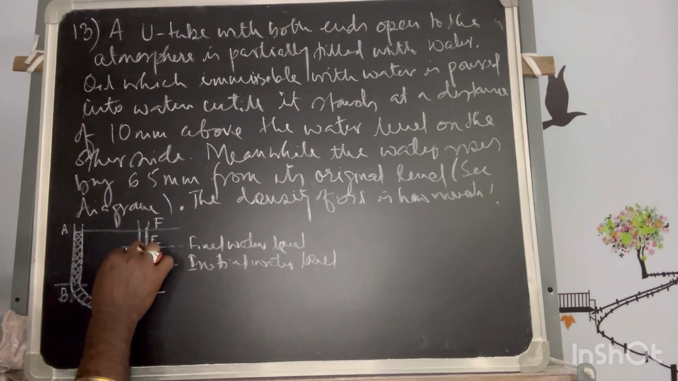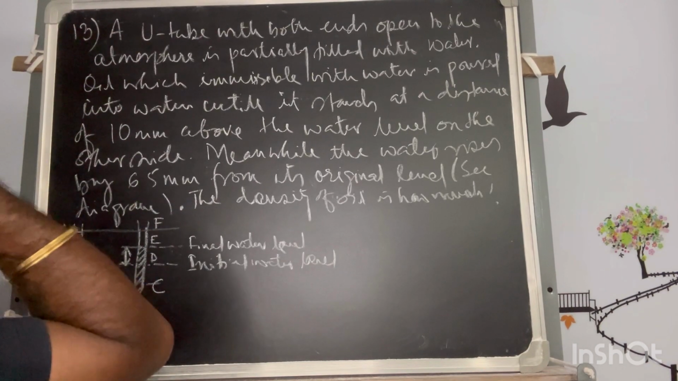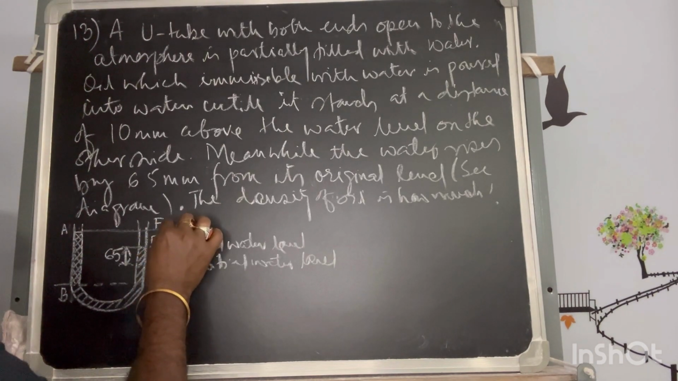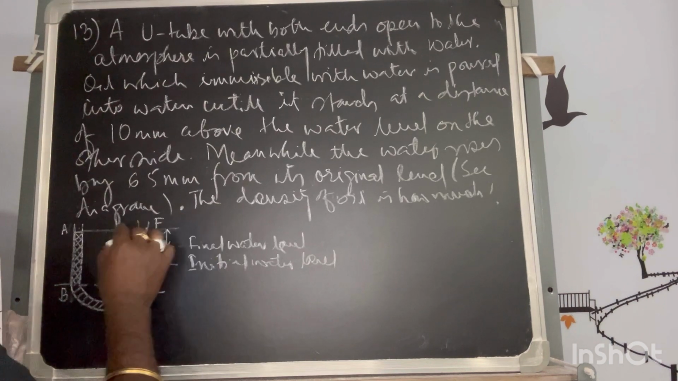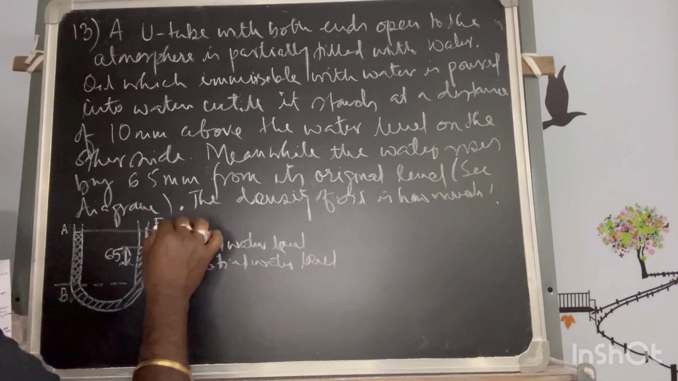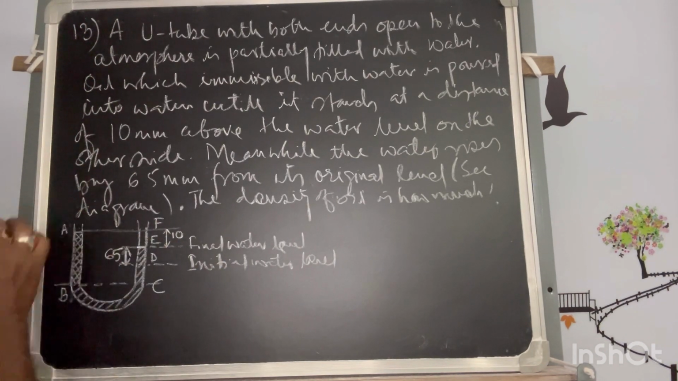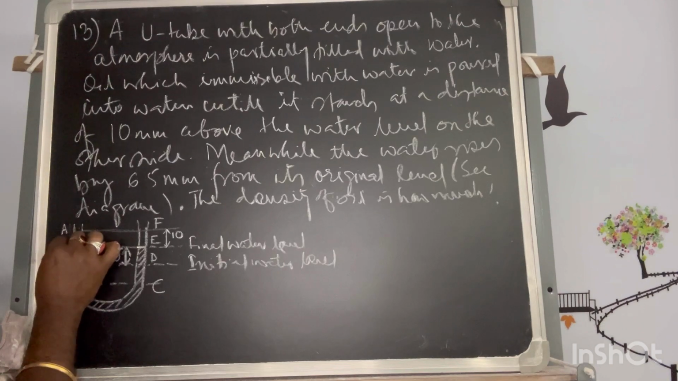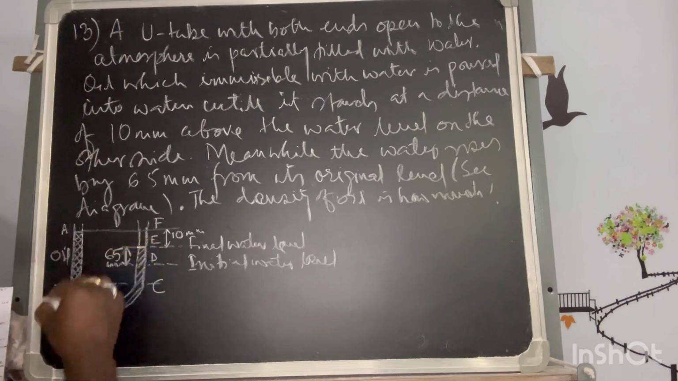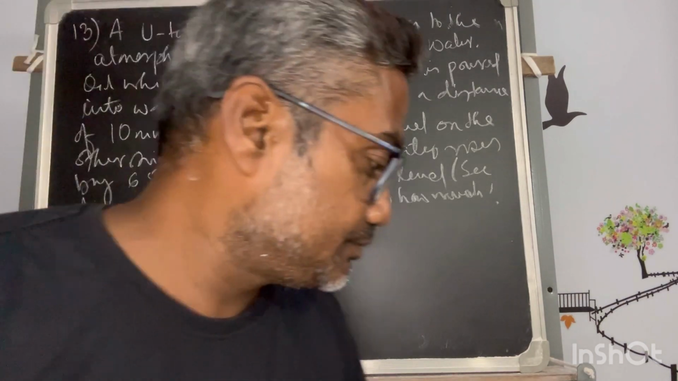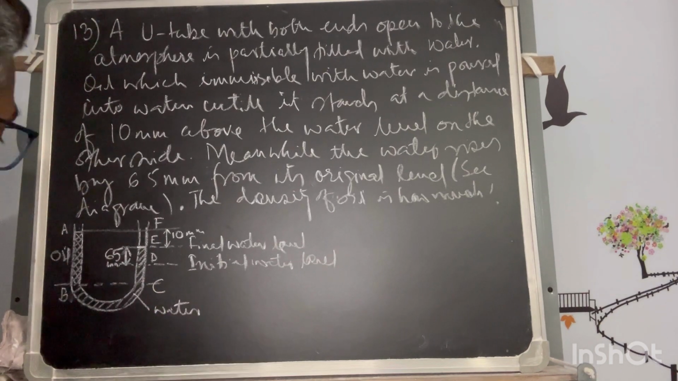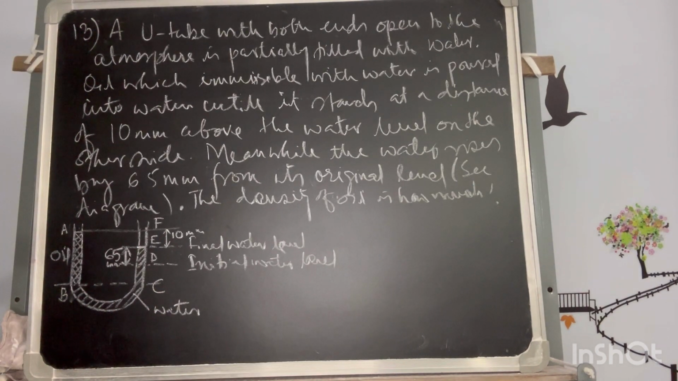As per the question, this is 65. Though not to scale, when it comes into steady state, the difference between the level of water and the level of oil is 10 mm. So this is 10 mm, this is 65 mm, and this part of the U-tube is water. These are the things given in the picture.